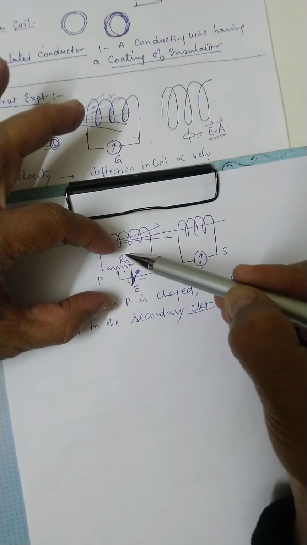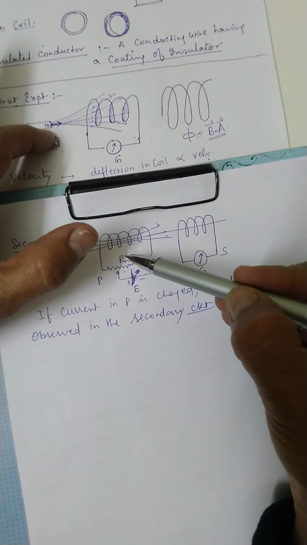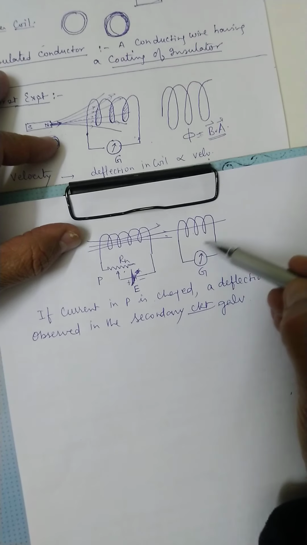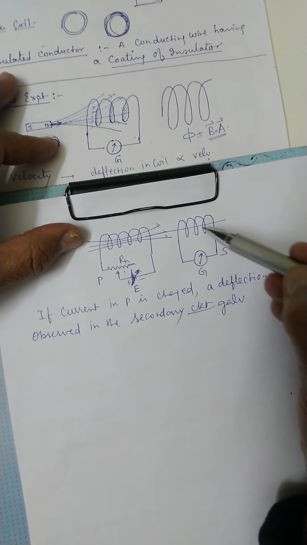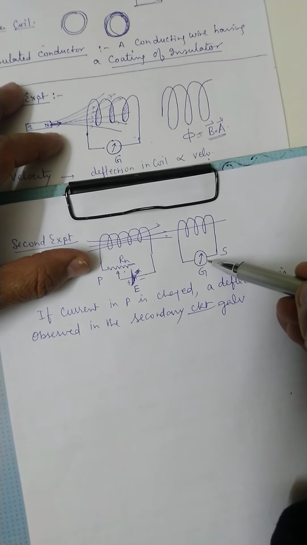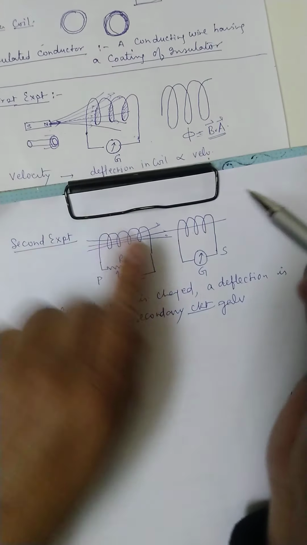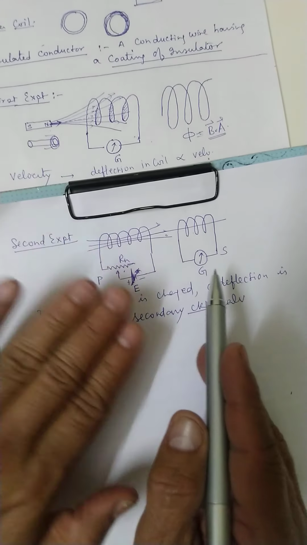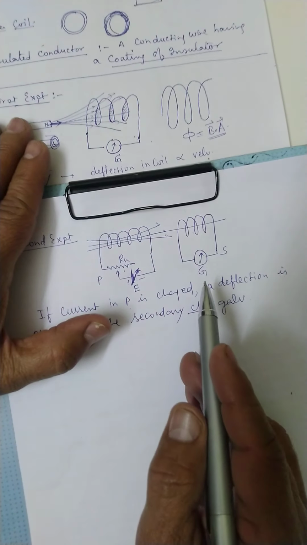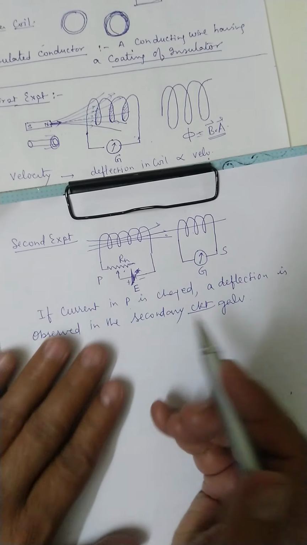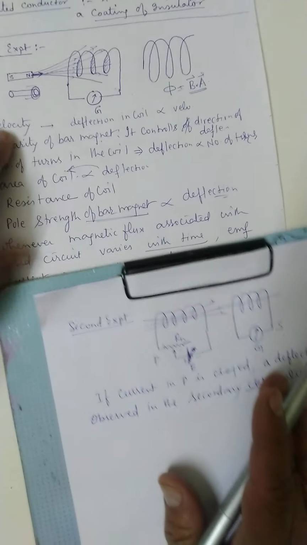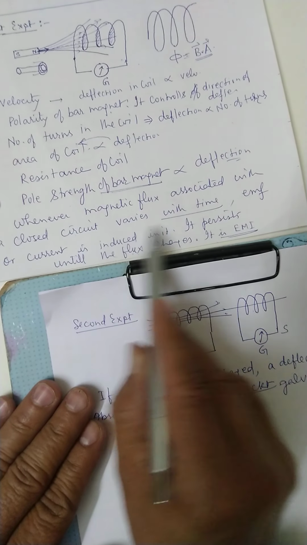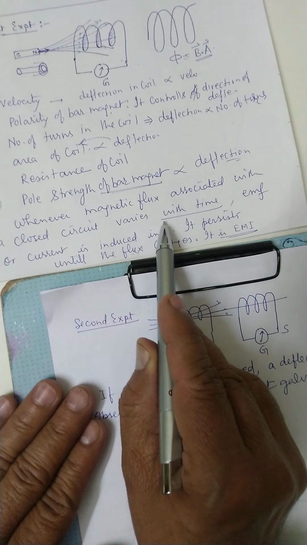At the same time, increasing the current means increasing the pole strength, and decreasing the current means decreasing the pole strength. Here, if I increase the number of turns, I will get more deflection. If I take smaller resistance of the coil, I will get more deflection. So all parameters of these experiments can be associated in the second experiment also, and you will find that this is the same experiment but performed in a different manner. So this experiment also is associated with the first law. Both these experiments are giving this particular rule, which is called the first law of electromagnetic induction.